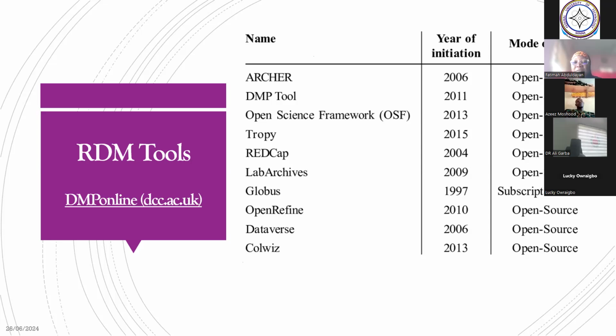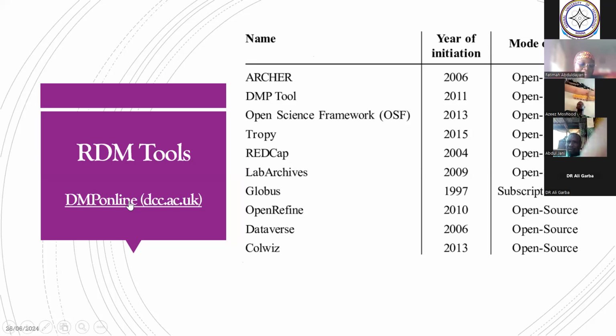They help you in developing a data management plan. I was able to put together some of the open source software. Open source means that they are free. You can use them, you don't have to pay. Just go to the website and they take you through how to use it. An example is the DMP tool, Open Science Framework. They are all open source, but Globus, which was developed in 1997, is subscription based. So it means that you need to pay a certain amount of money before you can use it.